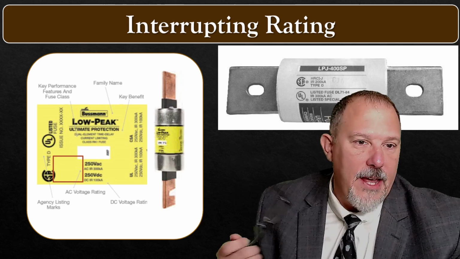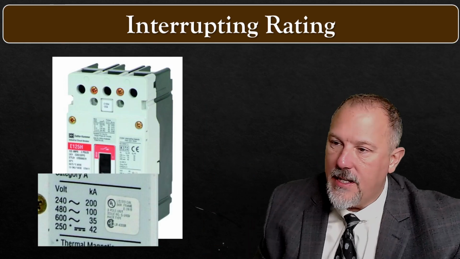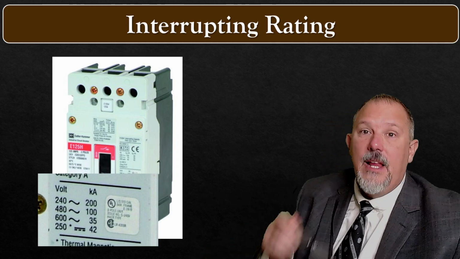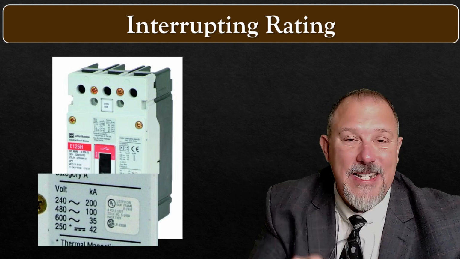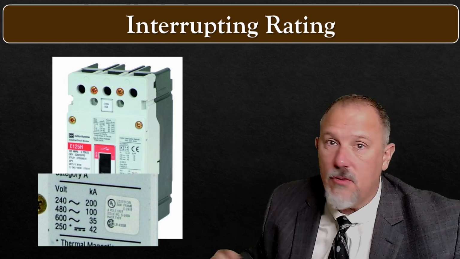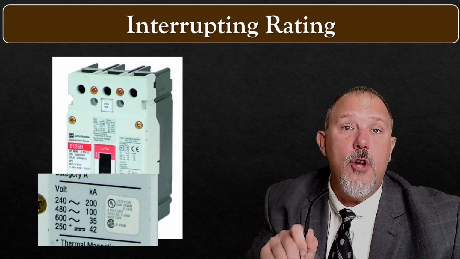Fuses are the same way. They have an interrupting rating, and they rely on the amount of voltage as well. Here, 240 volts, and you see it says 250 volt DC. If your circuit breaker does not have a DC voltage rating and an interrupting rating on the front of that device or somewhere in its information, it is not rated for DC. Do not apply it on DC.